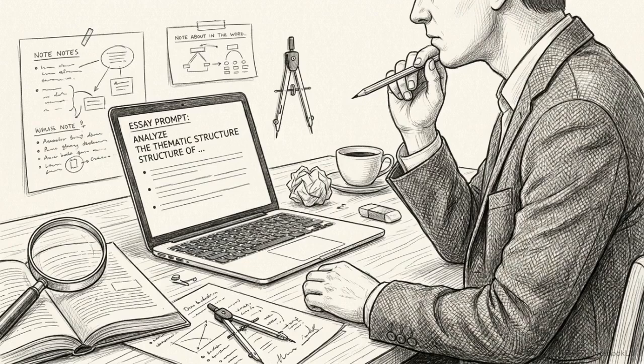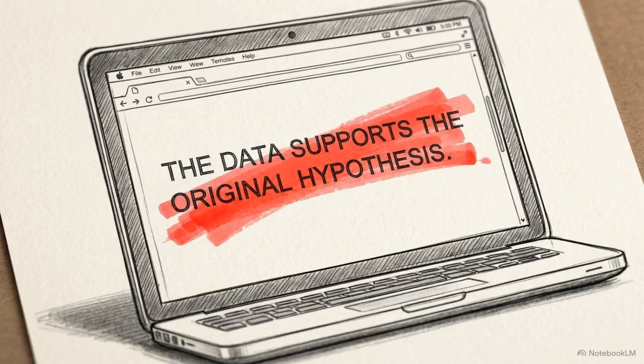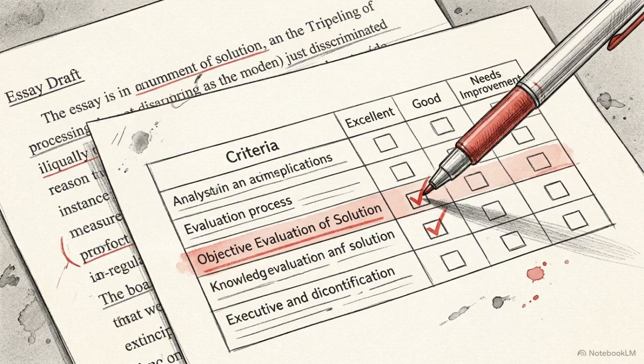Anyone can point out a problem and guess at a fix. But merely proposing a solution is not an academic exercise. True academic writing demands a rigorous, objective evaluation of how effectively that solution will actually work. To achieve this, you need a four-part framework.